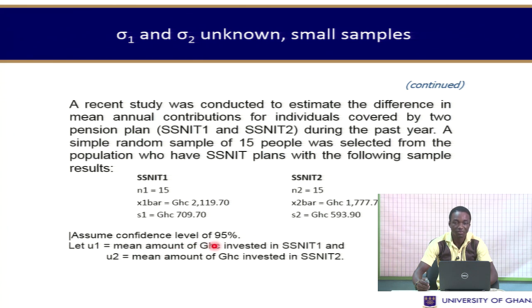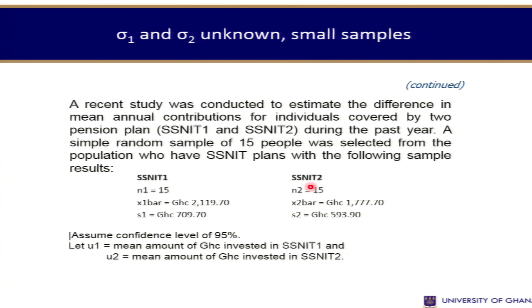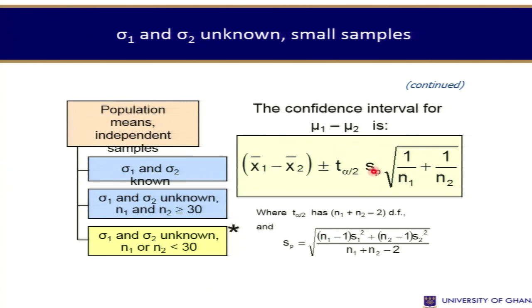Assuming that we have a confidence level of 95%, we would like to construct a confidence interval for this difference in average contributions. So mu1 is the mean contribution for investments in SNP 1, and mu2 is the average contribution for investments in SNP 2. Since our sample sizes are small, less than 30 for both situations, and our population standard deviations are unknown, having been estimated using the sample standard deviation, we are going to use this relation to calculate our confidence interval.